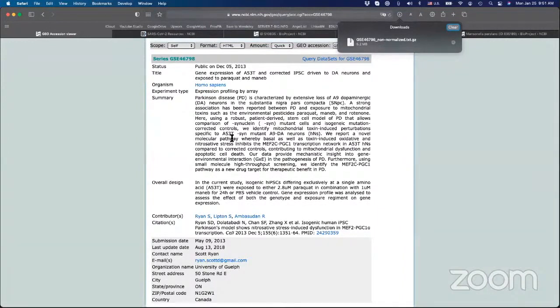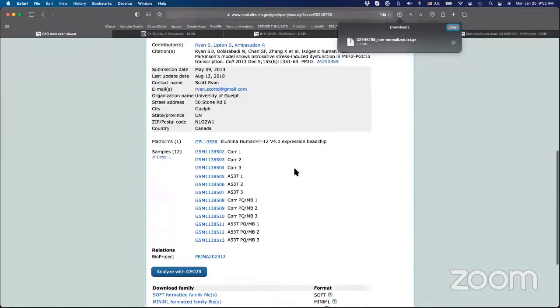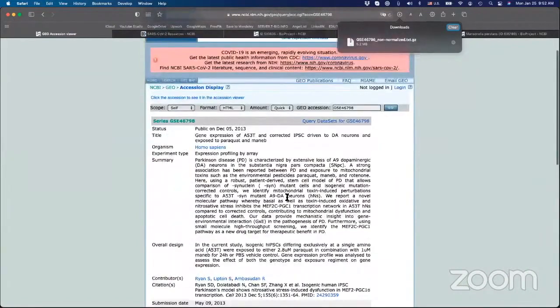We report a novel molecular pathway whereby basal as well as toxin-induced oxidative and nitrosative stress inhibits the MEF2C PGC1 transcription network in A53T hNs compared to corrected controls, contributing to mitochondrial dysfunction and apoptotic cell death. Our data provide mechanistic insight into gene-environmental interactions in the pathogenesis of PD. Furthermore, using small molecule high throughput screening, we identify the MEF2C PGC1 pathway as a new drug target for therapeutic benefit in PD. So here we know that this is a mutant, right?